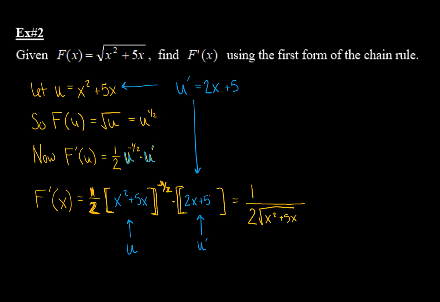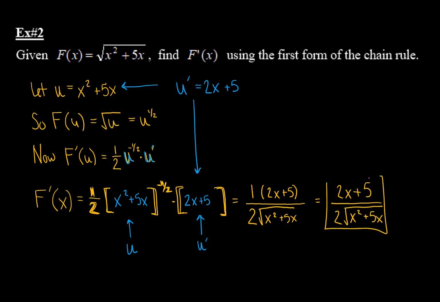And then this next thing right here, the 2x plus 5, notice that there's no power on that, so that's just going to go in the top. And then the last thing I do is just simplify, and the only thing left to simplify is to just get rid of that 1. I don't need it. It is extraneous. And that's the derivative of my f of x. Cool, huh?